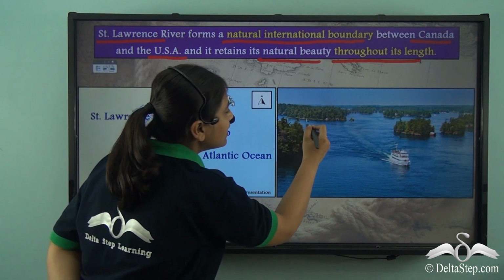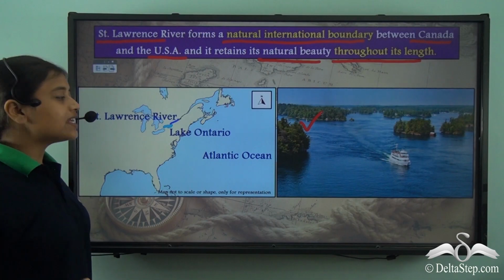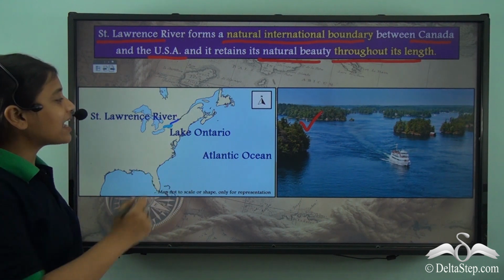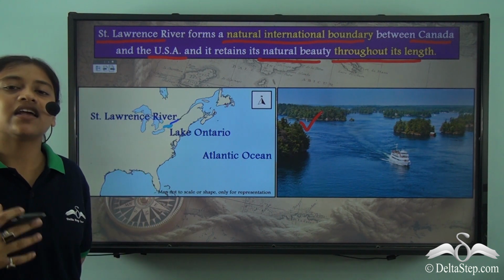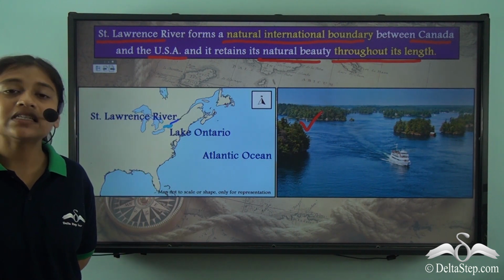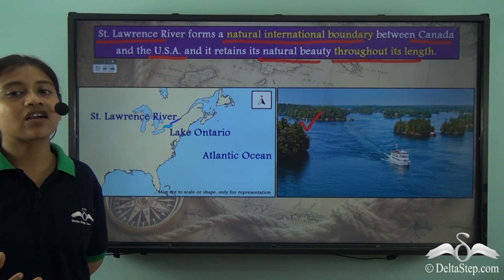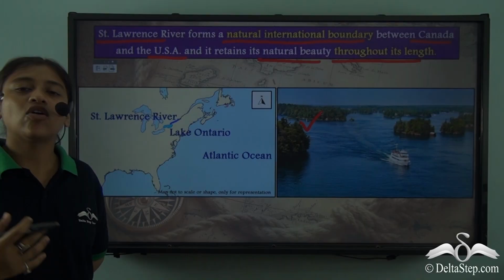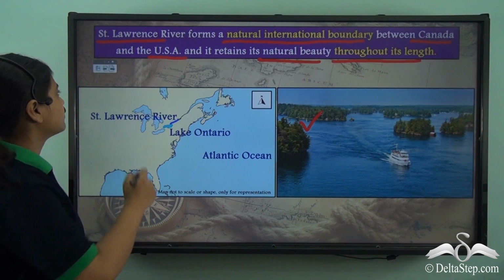So here is a glimpse of the beautiful river St. Lawrence, and it originates in Lake Ontario, that is a part of the Great Lakes, and it flows into the Atlantic Ocean. So St. Lawrence is another important river of the continent that forms a natural international boundary between the countries of Canada and the United States of America, and it also retains its natural beauty throughout its length.